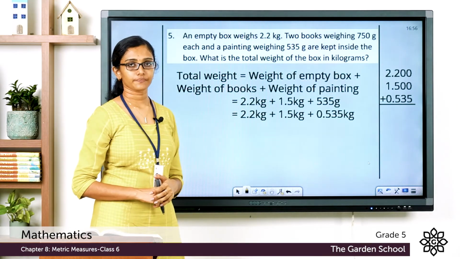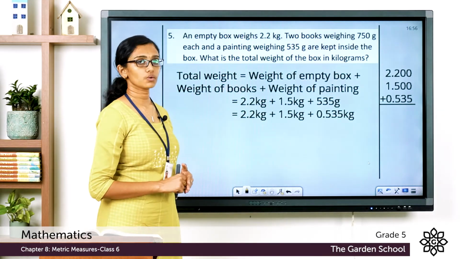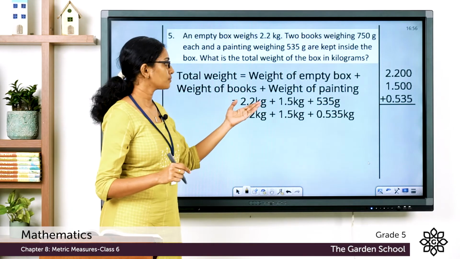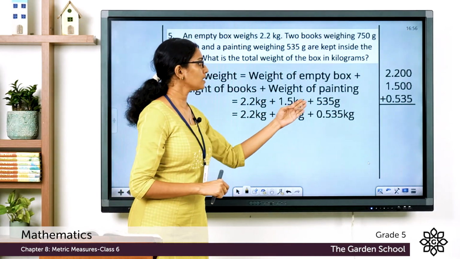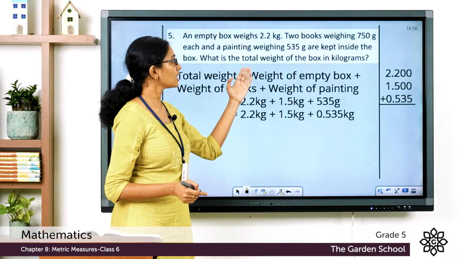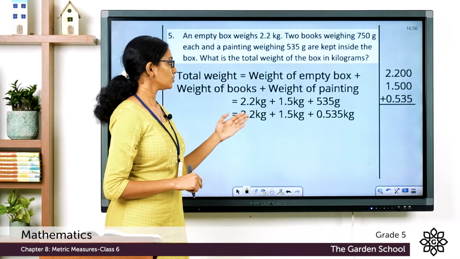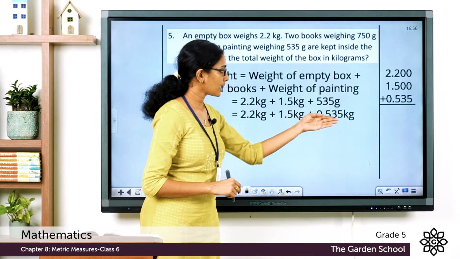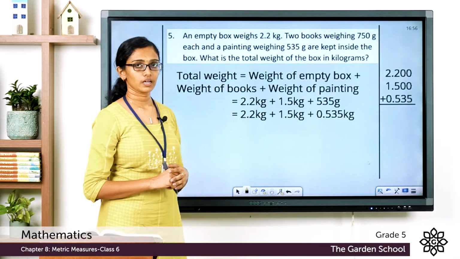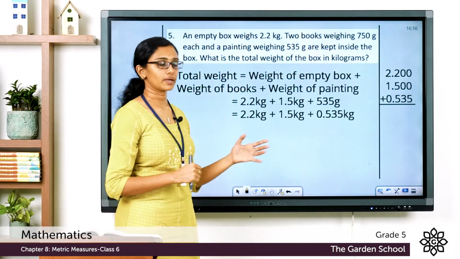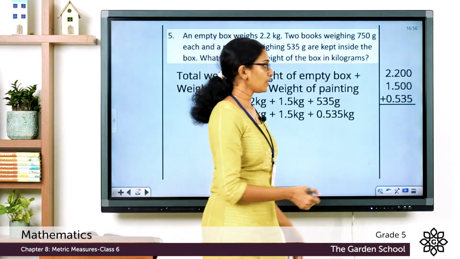Now, total weight is equal to weight of empty box plus weight of books plus weight of painting. And what is it? 2.2 kilogram, the weight of the empty box, plus 1.5 kilogram, the combined weight of the two books, and 0.535 kilogram, which is the weight of the painting. See, here we have changed the grams in terms of kilogram in this step. Now let's add up all the weights. Let's do the addition now.